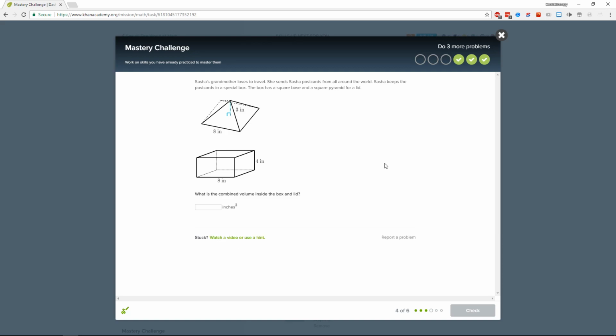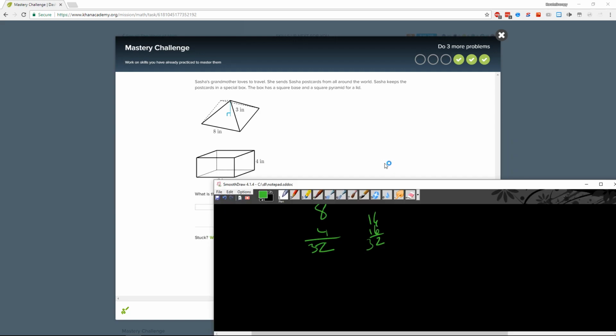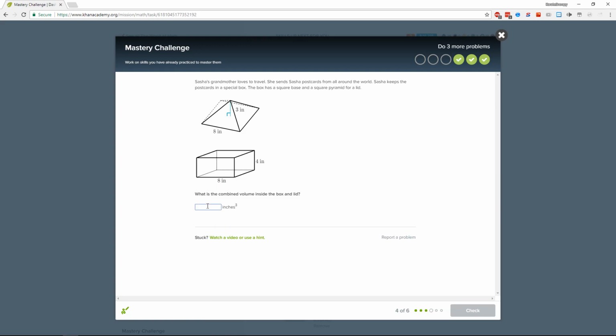Okay, I looked it up online. It's a squared times height divided by 3. So we got 8 squared times 3 divided by 3. So it's 64. So 64 plus 32 is 96. How could it not be 96?